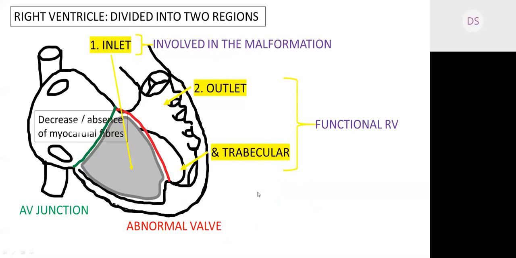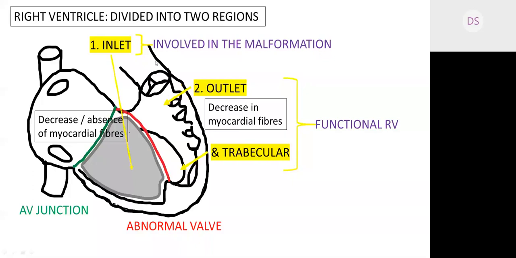The disease of the RV is usually present in the inlet part. And this is what has a significant part of the RV which is abnormal. This is because even structurally the myocardium is not normal. There is a decrease in the amount of myocardial fibers. Now the same disease to some extent can also be seen in the outlet part.